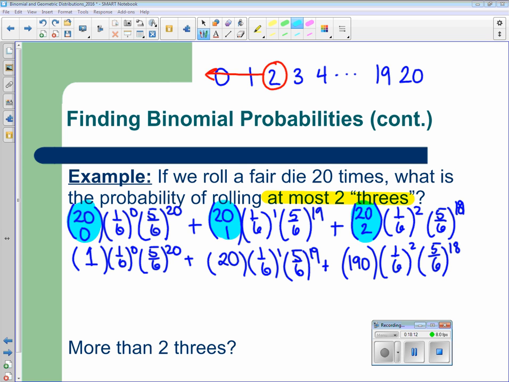And tell me what you get for at most 2 threes. I'm going to do it with you. See if we get the same answer. All right, I got 0.3287. See if you get that same number. Are y'all still typing?